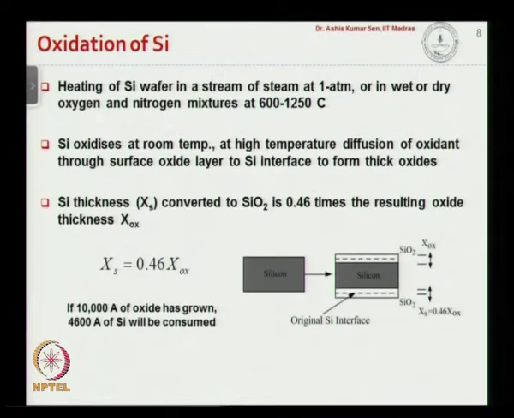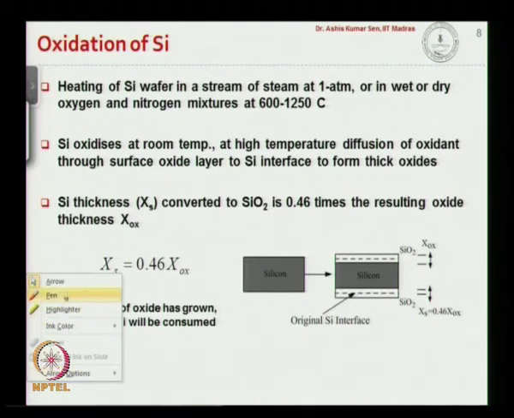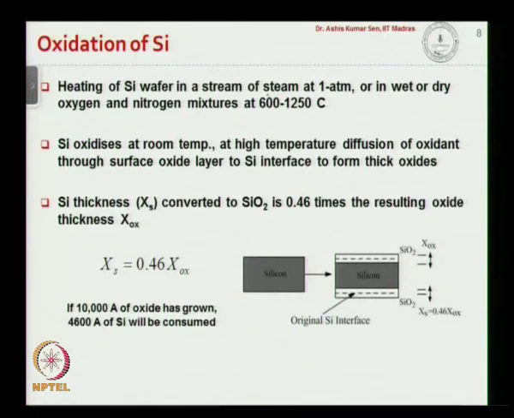Typically the oxidation would involve heating of the wafer in a stream of steam in case of wet oxidation, which is typically done at 1 atmosphere, or in wet or dry oxygen and nitrogen mixture at about 600 to 1250 centigrade. This is a typical process that is done in an oxidation furnace.